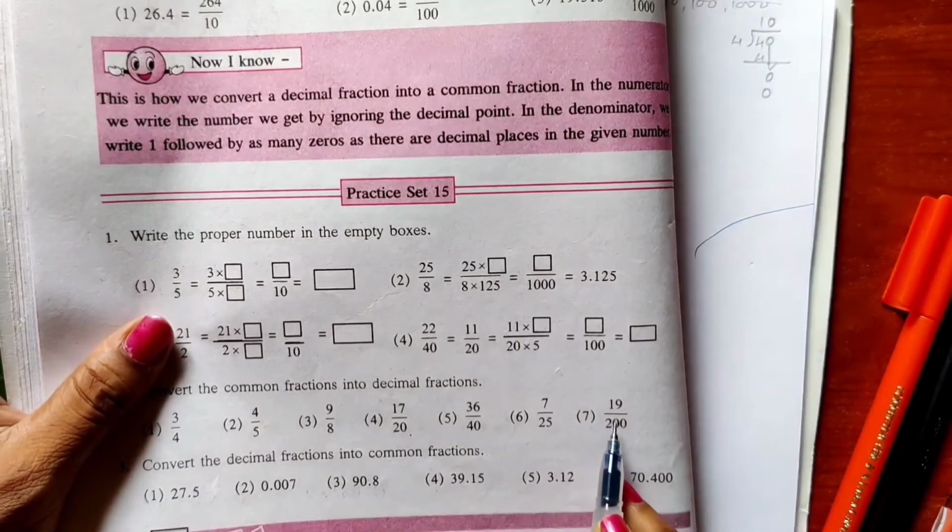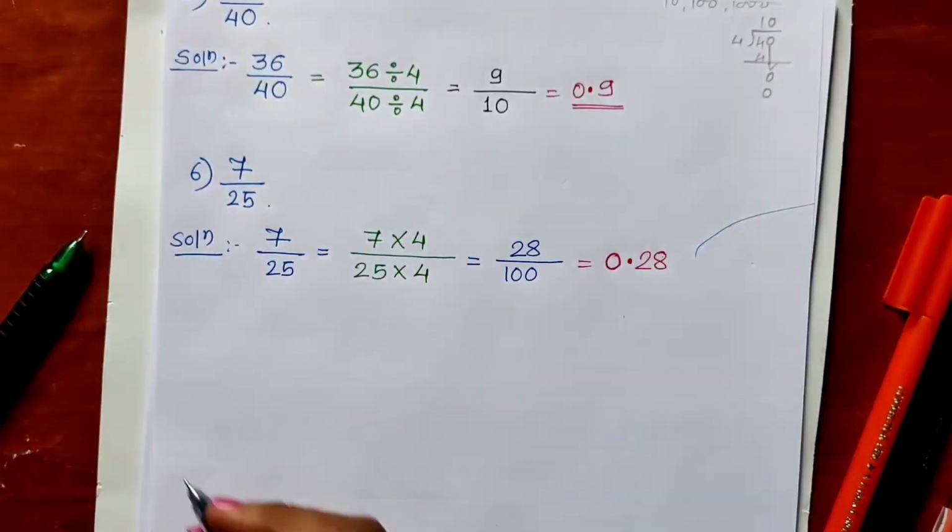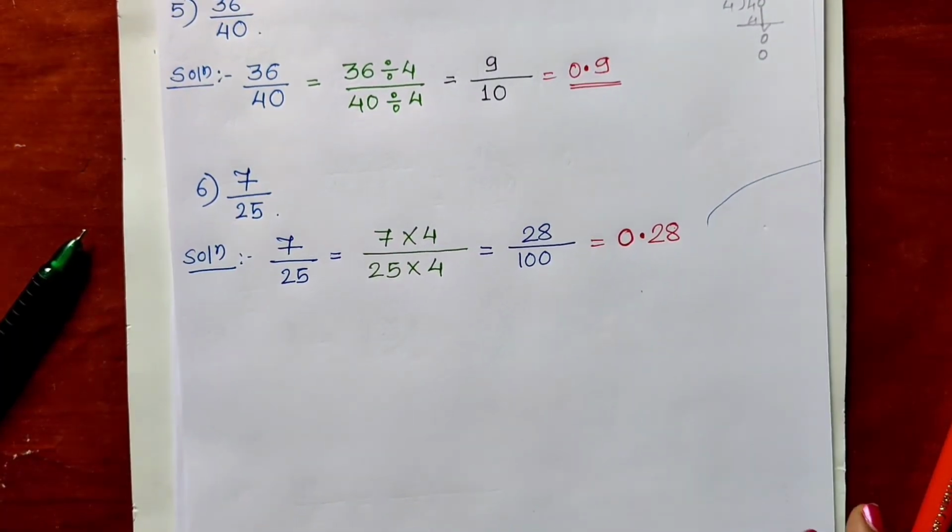Now see this last sum, 19 upon 200. Last one, 7th.